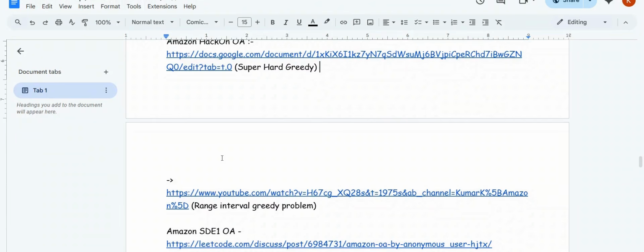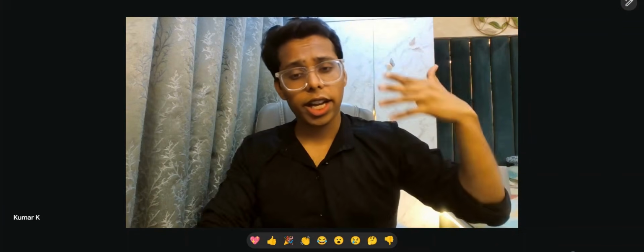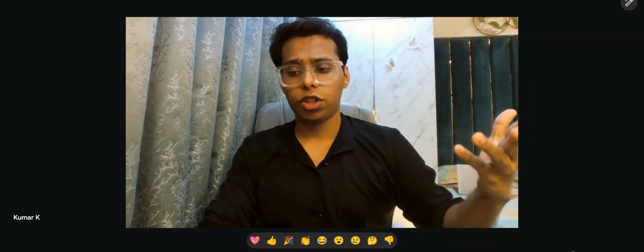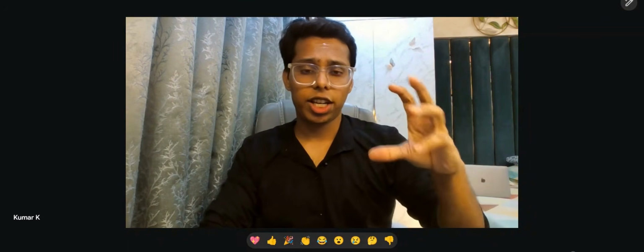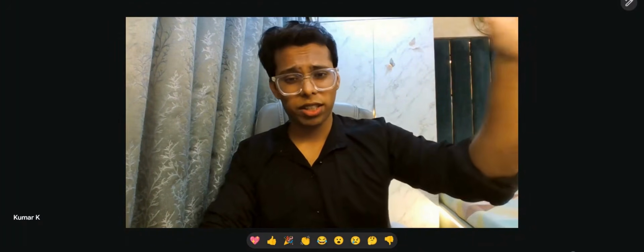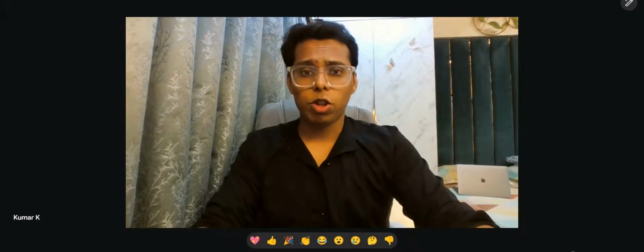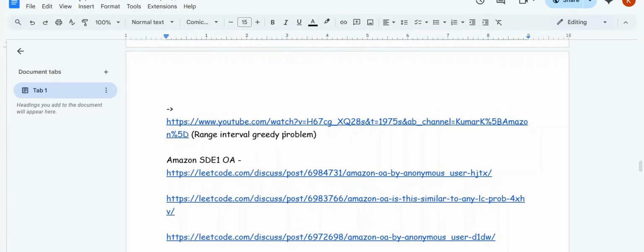With the name of God, Ram Ram, range interval greedy problem, guys. In my greedy course of 851 hours, we have the greedy section. There are many range interval problems. Even on YouTube, I have put at least 5 to 6 range interval greedy problems. Very good quality. You do them, you can solve this Amazon OA problem of range interval greedy, which was recently asked.